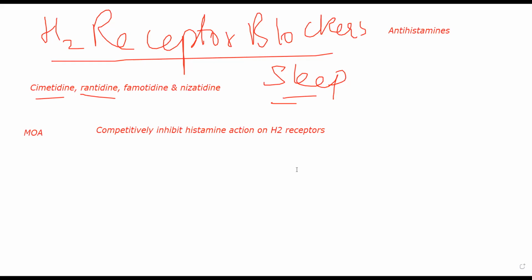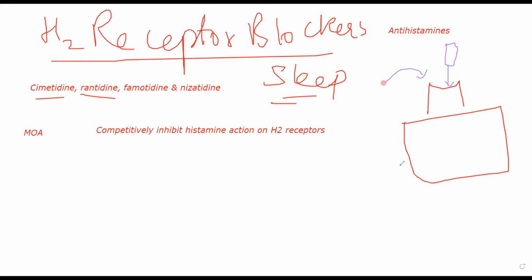These H2 blockers will compete with histamine for that site. So essentially, they are performing competitive inhibition. Let us suppose this is the parietal cell, and that is the H2 receptor, and this is histamine. Okay. What your drug will do is essentially it has a higher affinity towards that receptor than the histamine molecule itself. So before this histamine molecule can come and attach, this drug will come and attach here, and it will take up the position on that receptor.